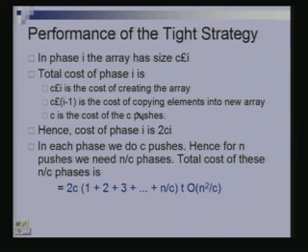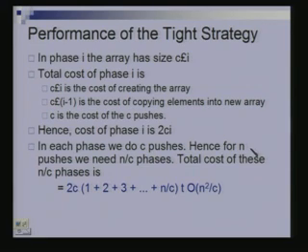So, C is the total cost of the C regular pushes that we would be doing. And so, the total cost is C into I plus C into I minus 1 plus C, which is 2 times Ci. This is the cost of phase I. In each phase I am doing C pushes in all, right.